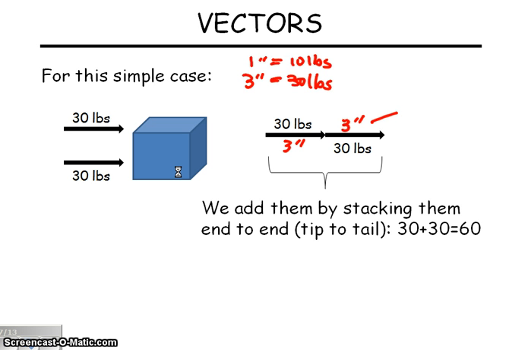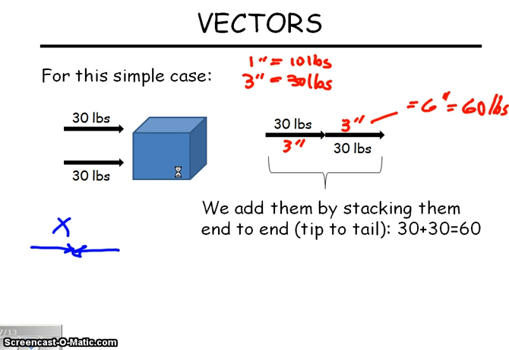3 inches equals 6 inches, which is now from our scale, equivalent to 60 pounds. So that makes sense. Now notice it would make no sense to stack the arrows like this. That makes no sense because one guy isn't pushing in on the box and the other guy isn't pushing out. One guy isn't pushing left and one guy isn't pushing right.